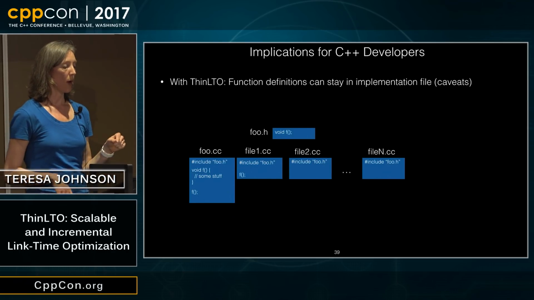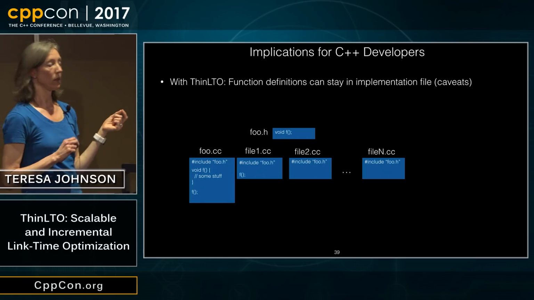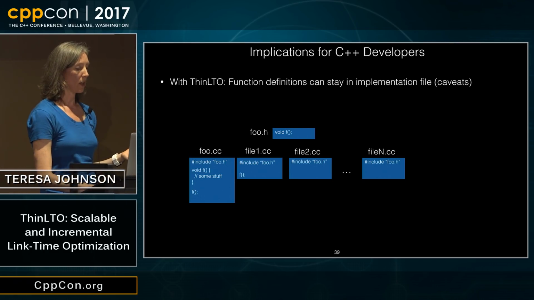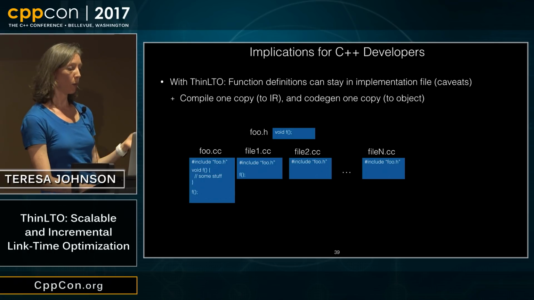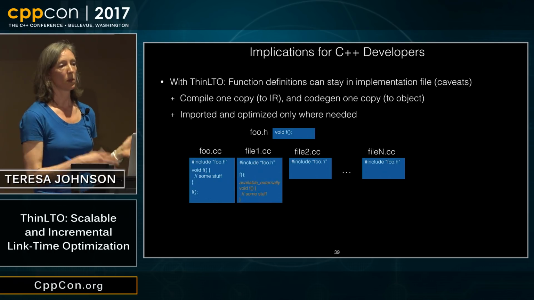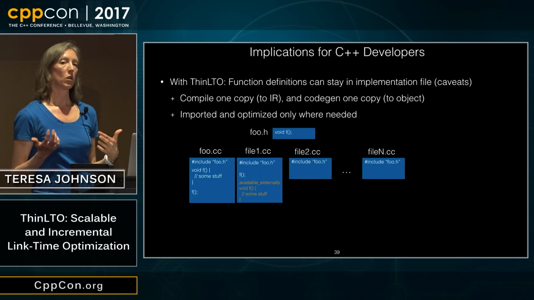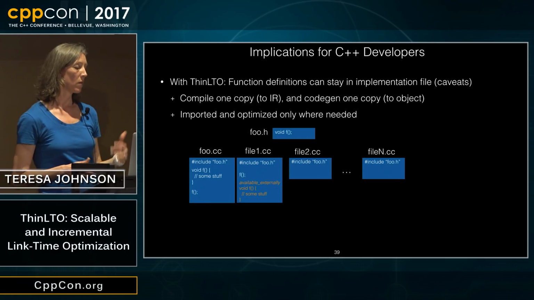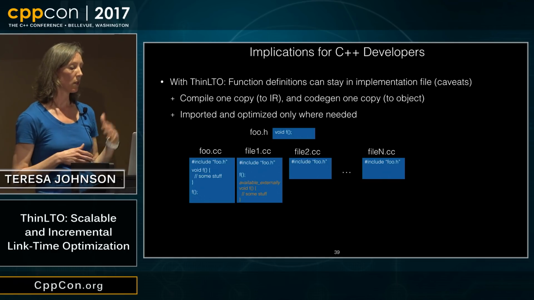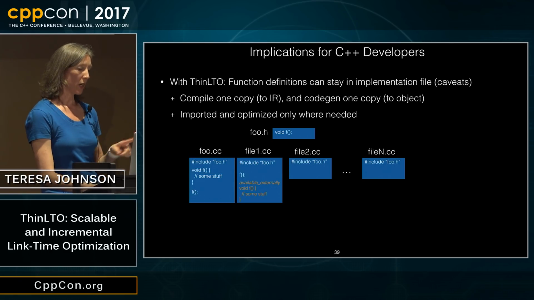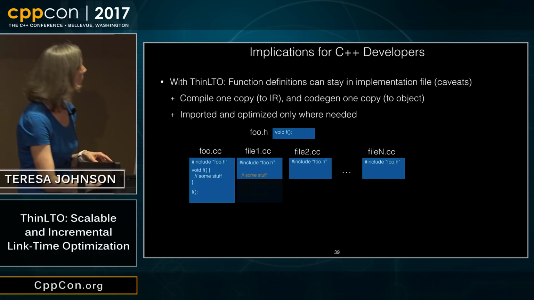So with ThinLTO, actually, you can go back to leaving it in your source file. And what happens is then we compile one copy to IR, we code gen one copy, and wherever we think we need it, you can simply import it. And those, like I mentioned before, those imported copies are marked so that they're dropped immediately after inlining. So we can import that where it's needed, potentially inline it, drop it, and it should end up being much more efficient.